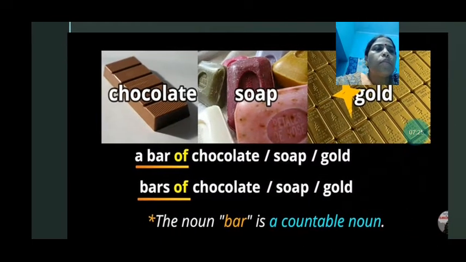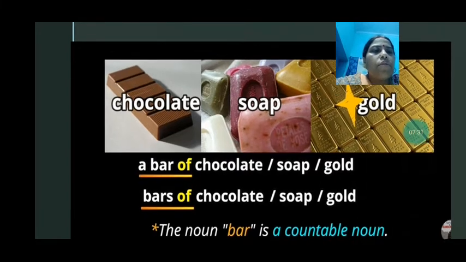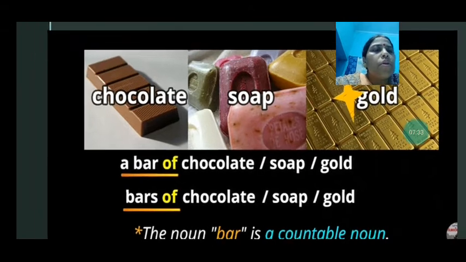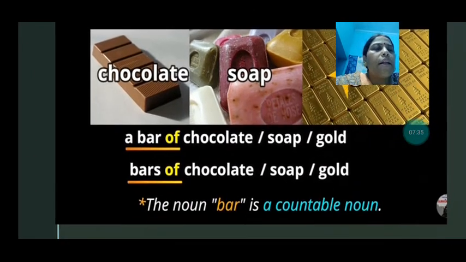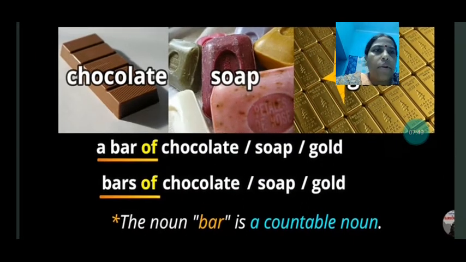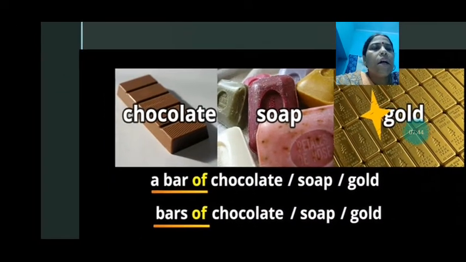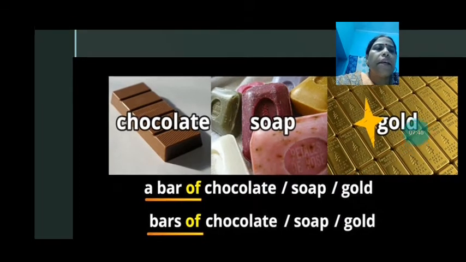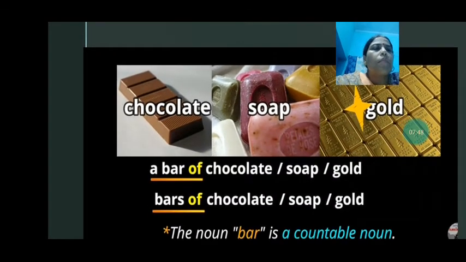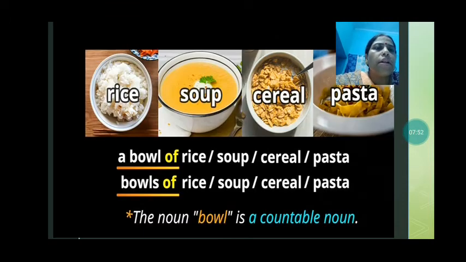See. A bar of chocolate, soap or gold, or bars of chocolate, soap or gold. So the noun bar is a countable noun. So we can count the number of bars. So that is countable, and then we can write that. How many bars are there? You can write bars of chocolate, soap.